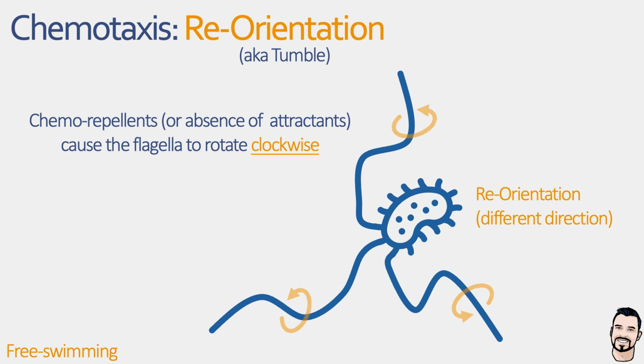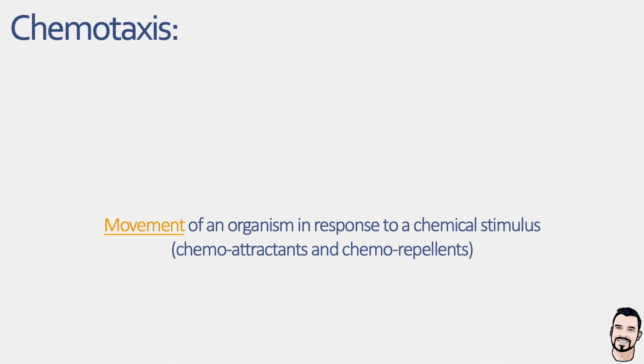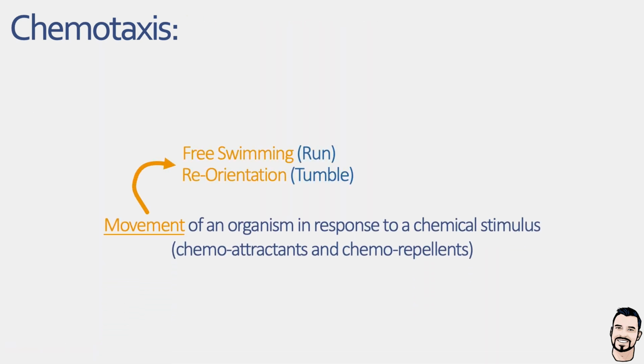Now, you might assume that runs are good and tumbles are bad. However, it's the alternation between runs and tumbles that results in a random pattern of movement, which is called a random walk. Now, this random walk isn't entirely aimless. It is somewhat biased by environmental signals. So what do I mean by this?